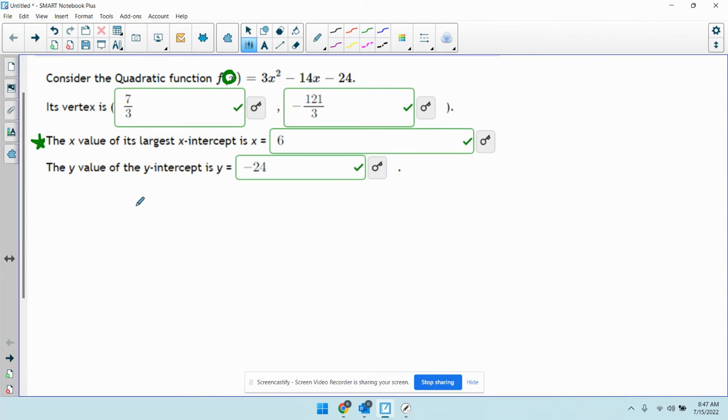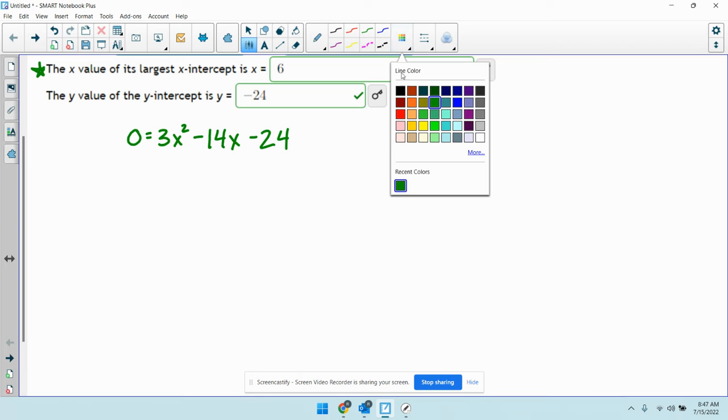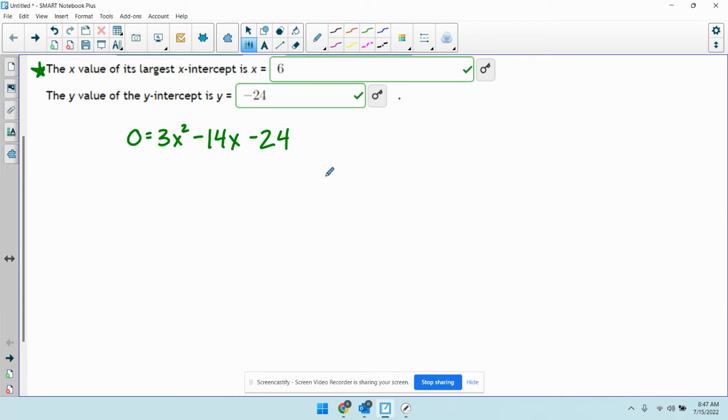So I'm just going to rewrite it. So I have 0 equals 3x squared minus 14x minus 24. So you can try and factor a 3 out, but 3 doesn't go into 14, so that's going to be an issue. So you can use the quadratic formula, all right, or you can use the MUDSS method. So I'll show you the MUDSS method, and then if you're not a fan of it, because some people aren't, then we'll just do the quadratic formula instead.